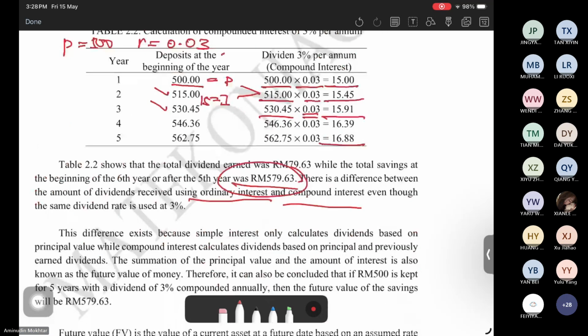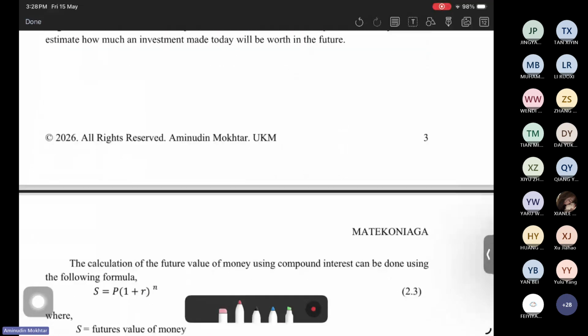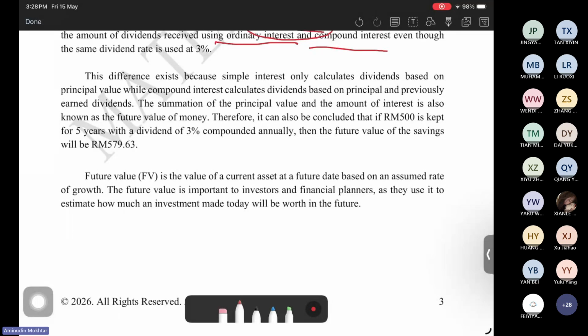So if you can see here, therefore we can conclude here, if 500 ringgit is kept for 5 years with dividend 3% compounded annually, then after 5 years, the value of 500 increased to 579 and 63. Now we can also say that here the amount of money after year 5 is also known as the future value of saving. Nilai hadapan bagi simpanan. Future value is nilai hadapan.